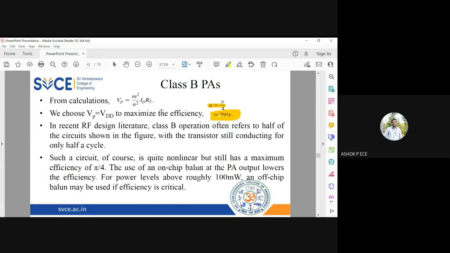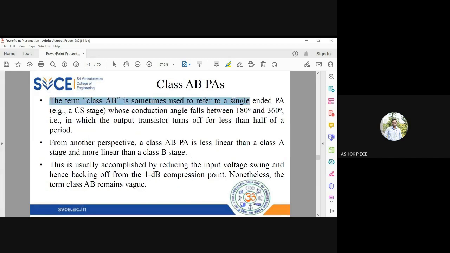So next one is class AB. AB, you know, it is between A and B. So class A will conduct for 360, class B will conduct for 180. So class AB is between 180 and 360. So the output will be present between half of the cycle and the full cycle.